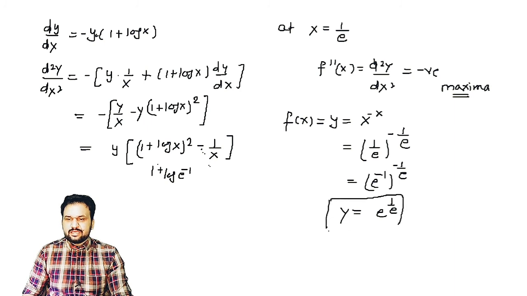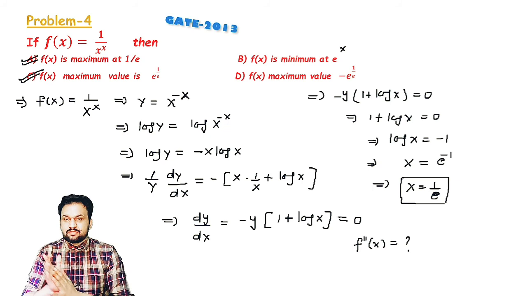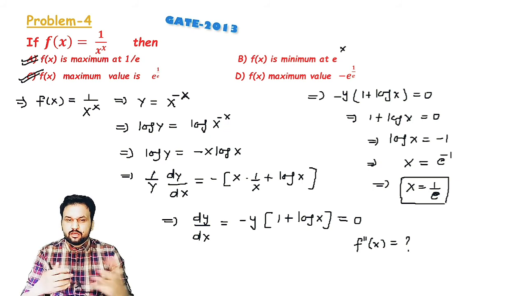So if you replace x is equal to 1 by e, you get y is equal to e raised to power 1 by e, and it is a maximum value, my dear friends. So let's move to the options we have. Your third option, option C, is the correct answer. But we could not eliminate option A, because f of x is a maximum at 1 by e. This is also a right answer. Nowadays GATE has some MSQ type questions, so that's why both options are right.